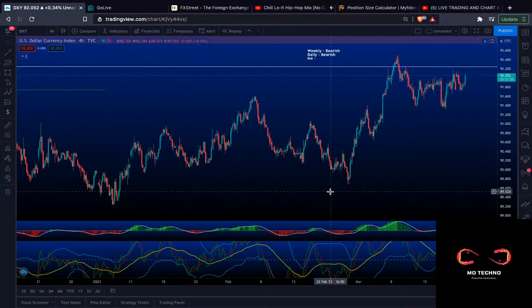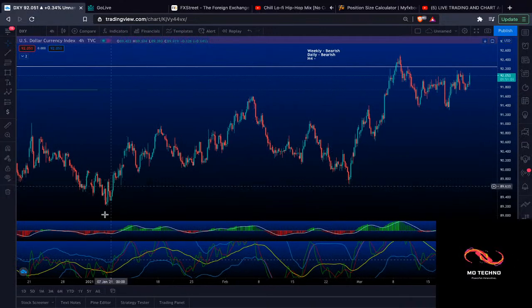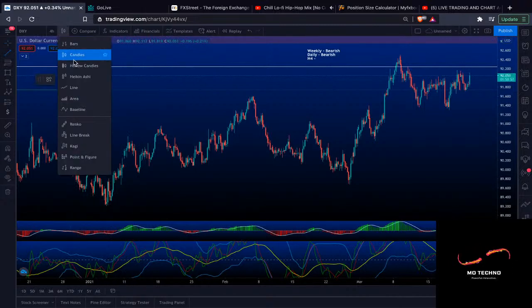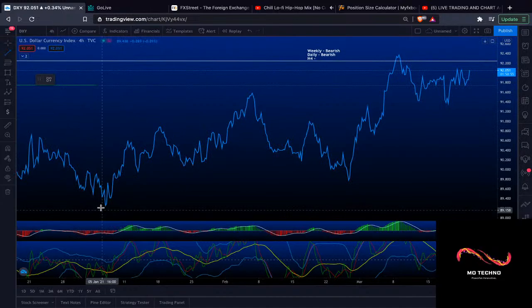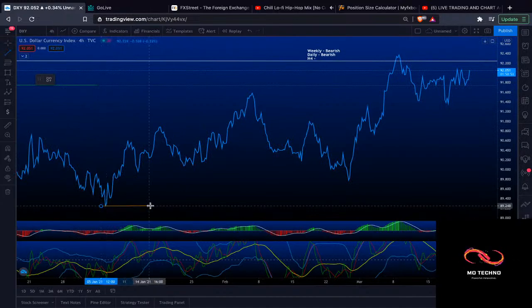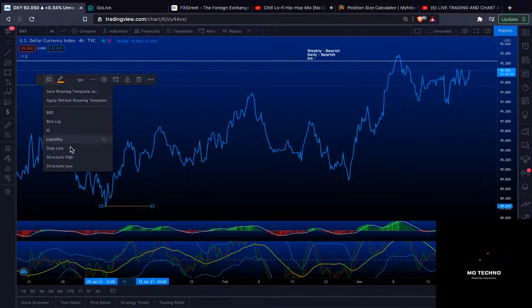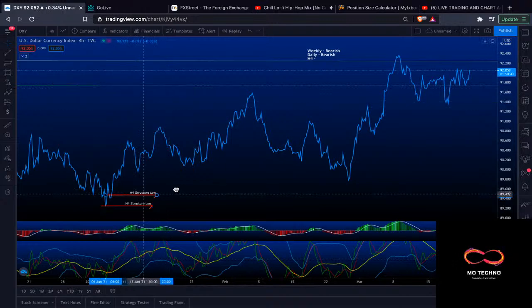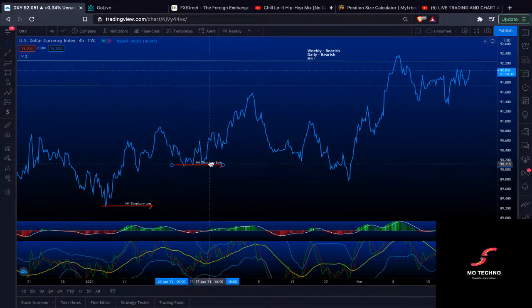Could we be seeing a reversal? Alright, so this I'm going to mark up on my structure lows. I'm going to go ahead in the line chart so I can skip all this noise. Alright, so I'm going to call this, obviously, my H4 structure low, just to help us find our structure points, right? There you go, my second structure low.